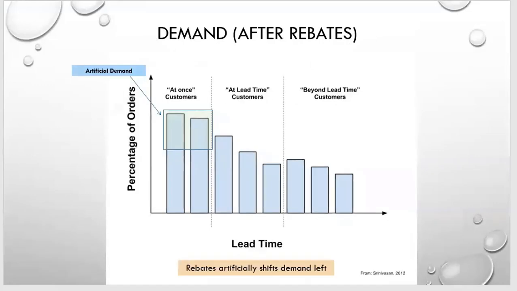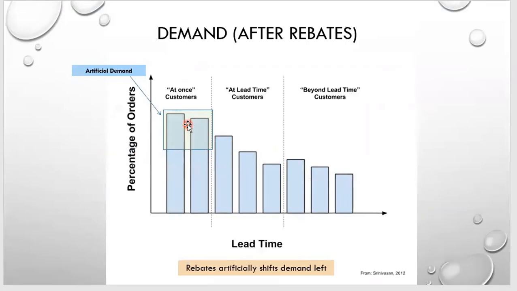So when we look at this, it's just a graphic. Basically, your demand is shifted such that your at-once customers will be increased. And what this does is two things happen. Your short-term demand will increase significantly, obviously, but the variability within your demand also increases.